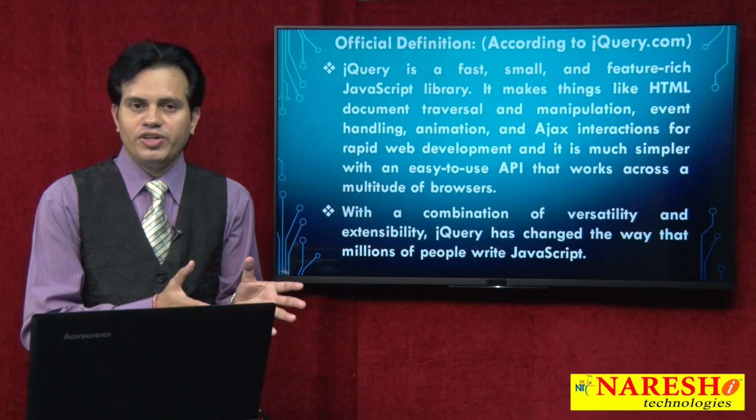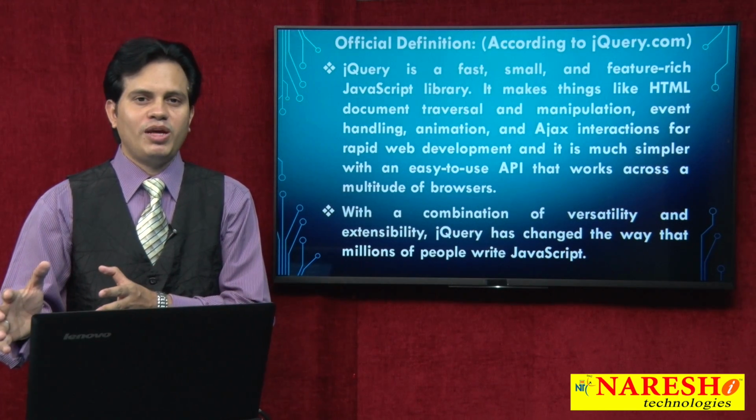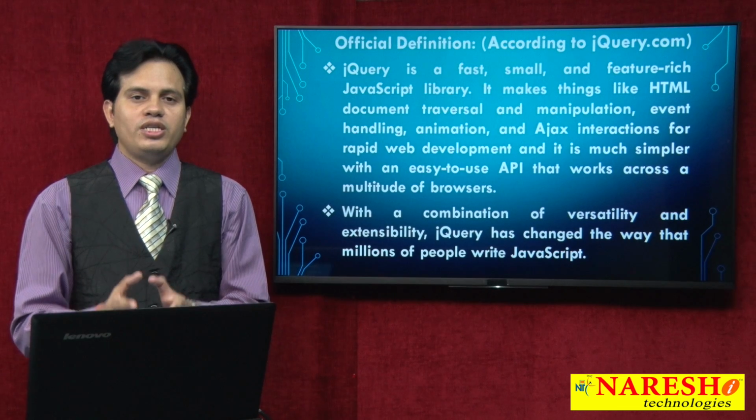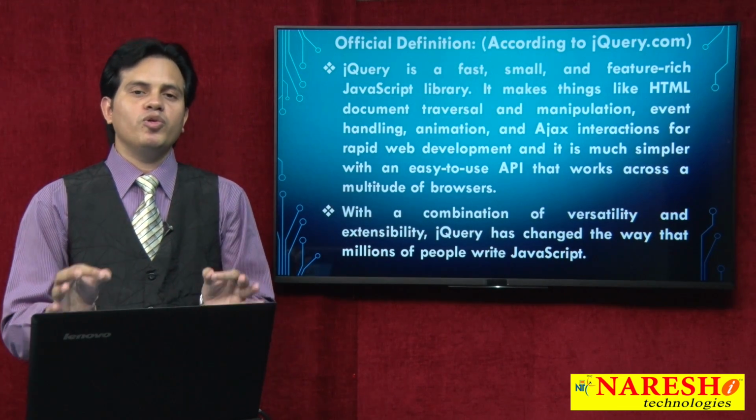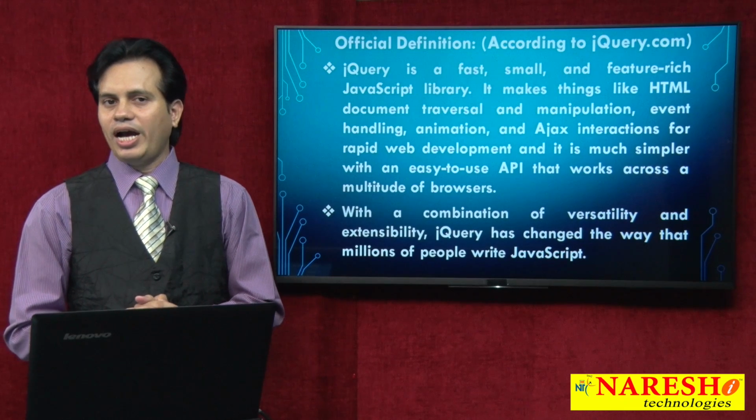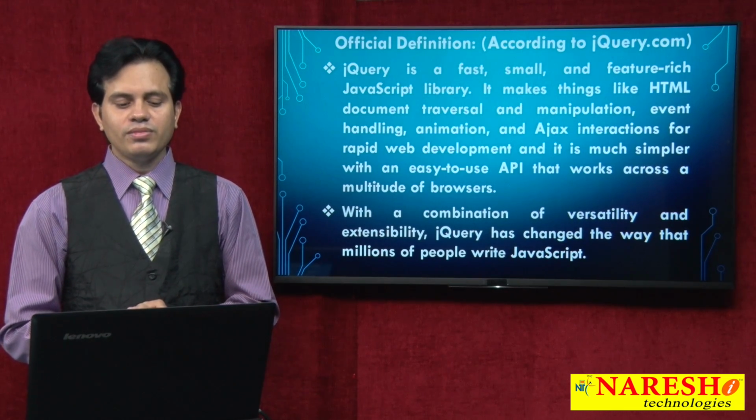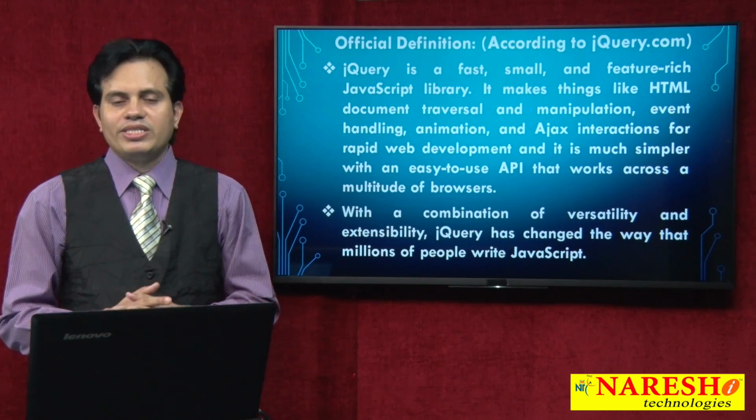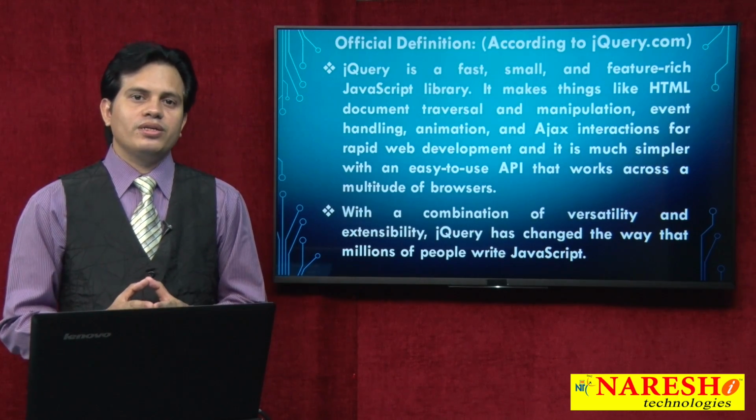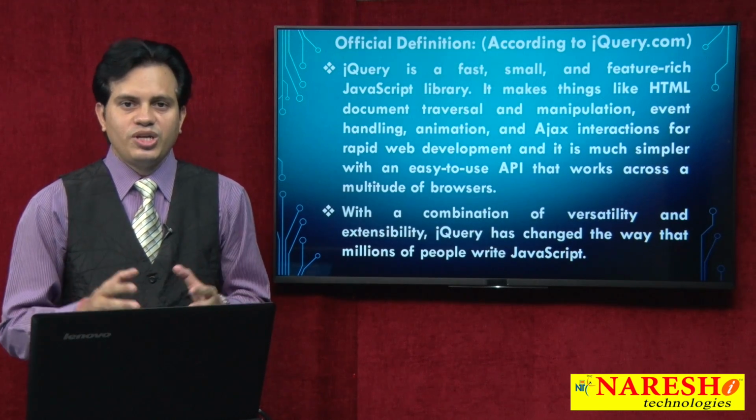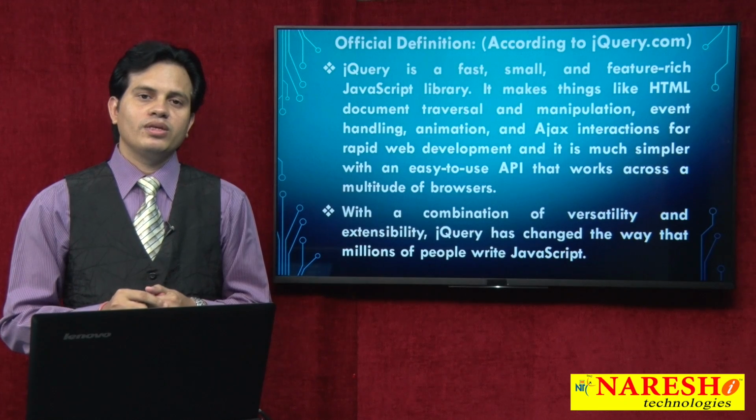As I told you in the earlier definition, jQuery is a lightweight cross-browser JavaScript library, meaning it has support for all modern browsers as well as older browsers like IE6, IE7, IE8. With a combination of versatility and extensibility, jQuery has changed the way that millions of people write JavaScript code.